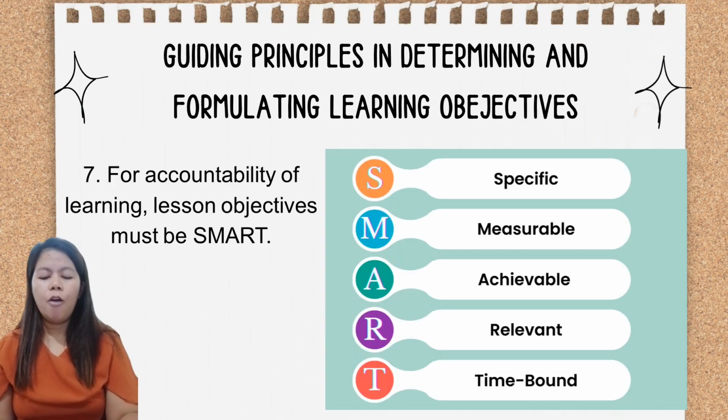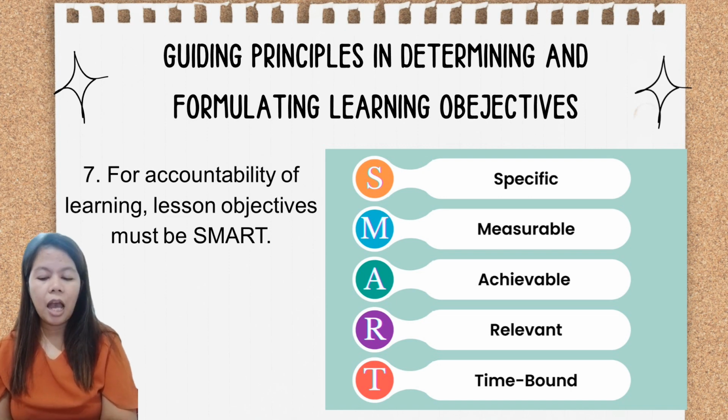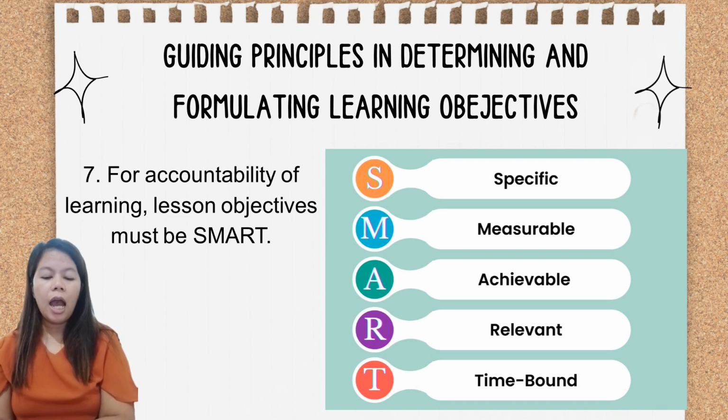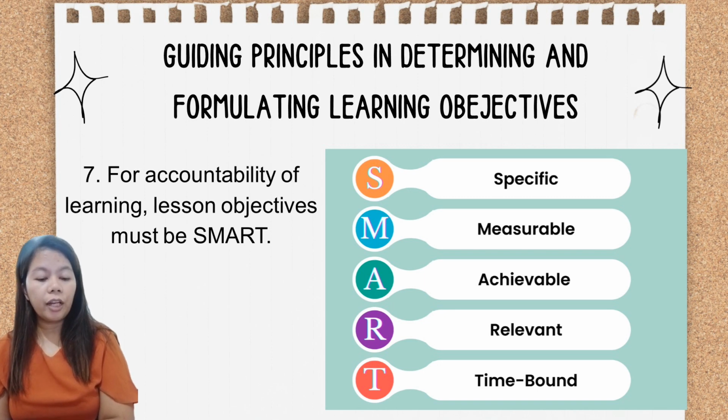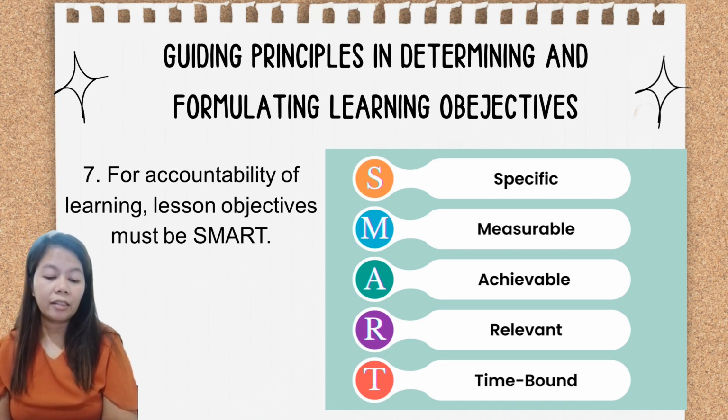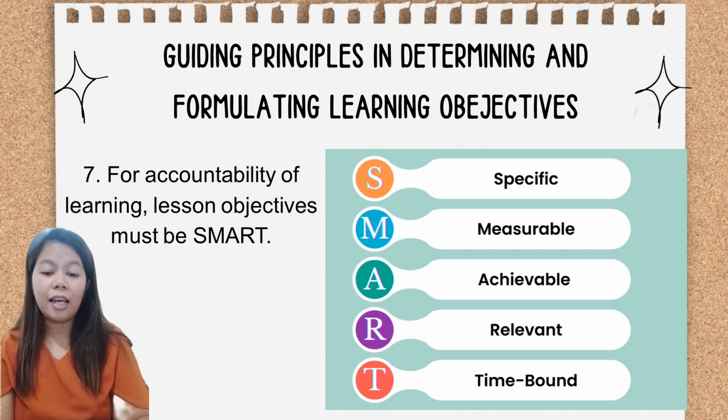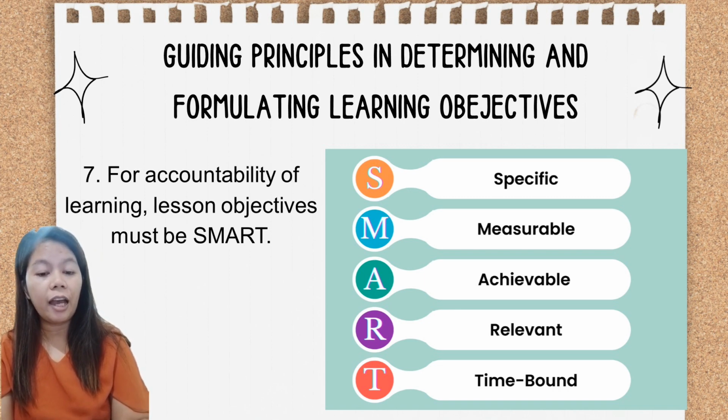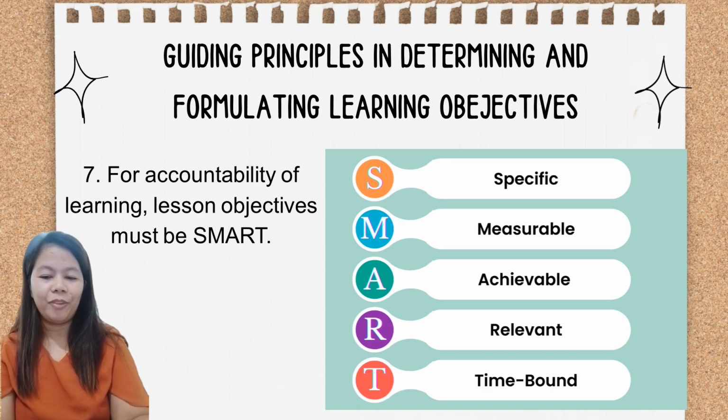Number 7. For accountability of learning, lesson objectives must be SMART. SMART means specific, measurable, attainable, result-oriented, relevant, time-bound, and terminal. When our lesson objective is SMART, it is quite easy to find out at the end of our lesson if we attained our objective or not. It will be easier on our part to formulate a valid test to measure the attainment of our lesson objective.